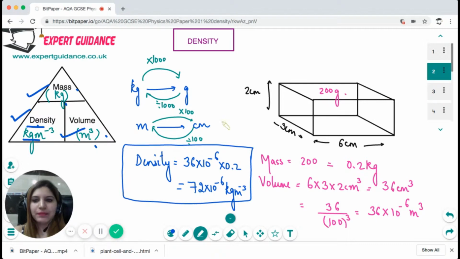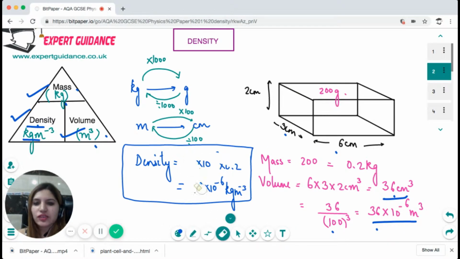So for example, if you are given this cuboid with length, width, and height of 3 meters, 2 meters, and 6 meters, the volume would be length times width times height, which gives us 6 times 3, 18, times 2, 36 centimeters cubed. Now you need to convert this centimeter cubed into meters cubed, so you divide it by 1,000,000. That will give you 36 times 10 to the power minus 6 meters cubed. The mass of the object is 200 grams, which is 0.2 kilograms.